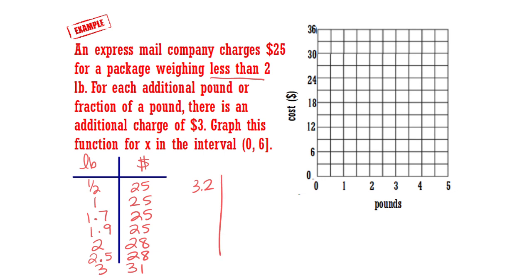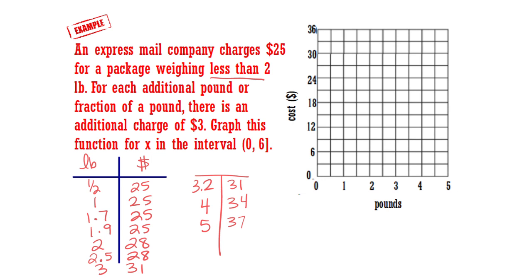3.2 would still be $31, but when it hits the 4 pound mark, now it's $3 more. Now it's going to be $34. It's going to stay $34 until you hit the 5 pound mark. At the 5 pound mark, it's going to go up another $3. And then it says up to 6 and including 6. Well, my graph doesn't really quite go to 6. I guess it's only going to 5, so I might stop there.